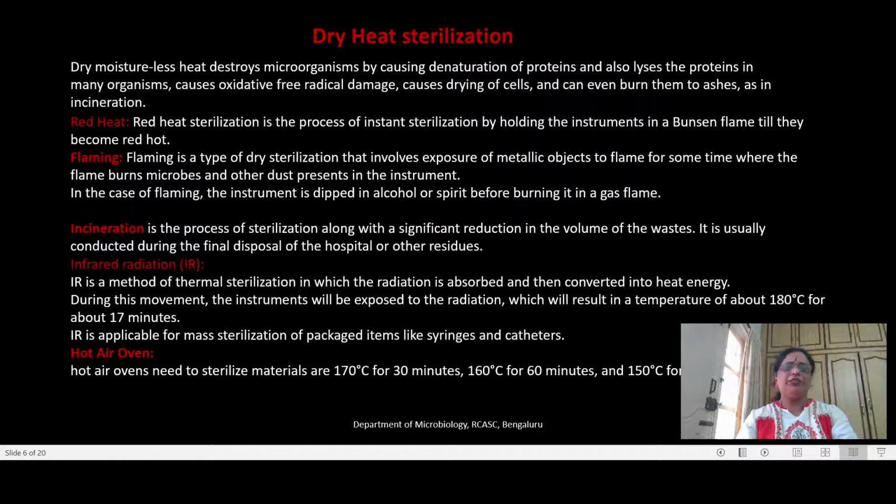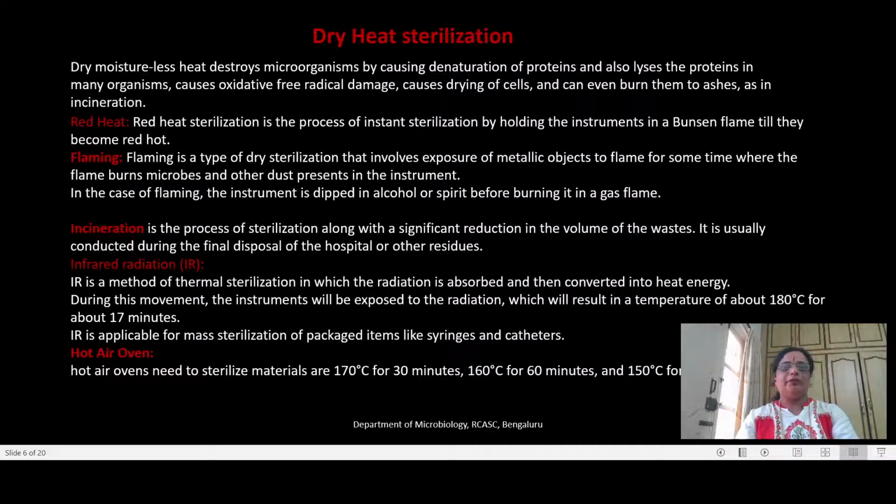The different methods of dry heat sterilization include red heat, that is, we heat the substance which has to be sterilized using the Bunsen burner. The flame of the burner we are going to use, and you are going to heat it till it becomes red hot.